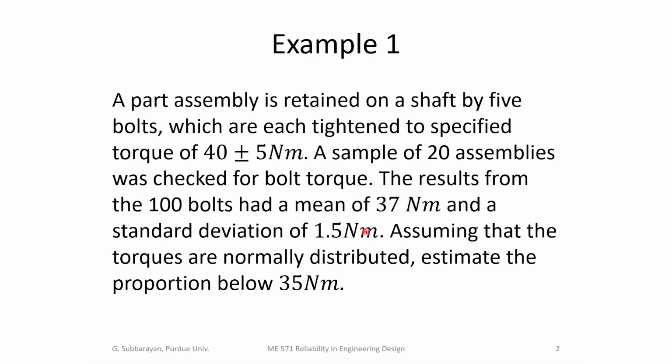In other words, the torques are all normally distributed for these 100 bolts. And so we're asked to estimate the population below which we would have failure, because we would not accept any torque below 35 Newton meters. So this is my window here, right? So we want to know the population below 35 Newton meter.